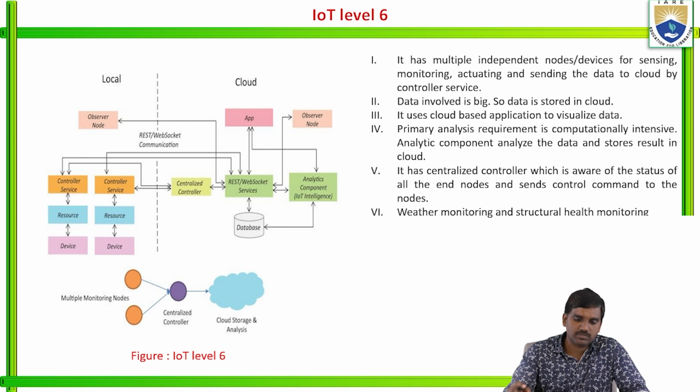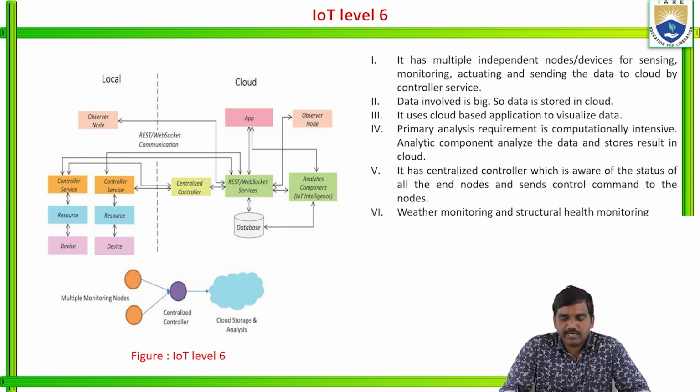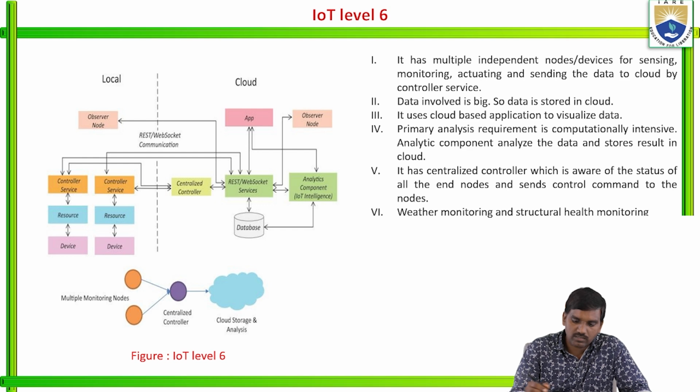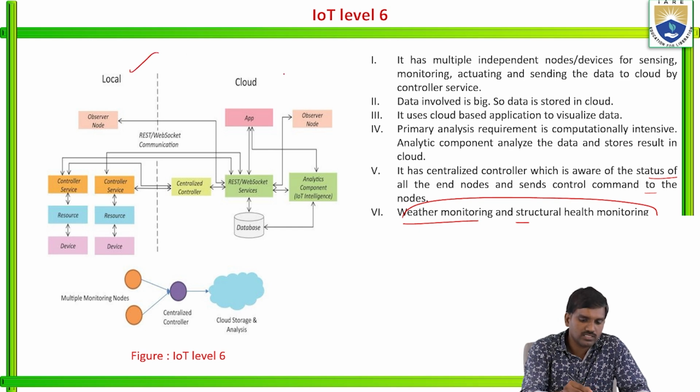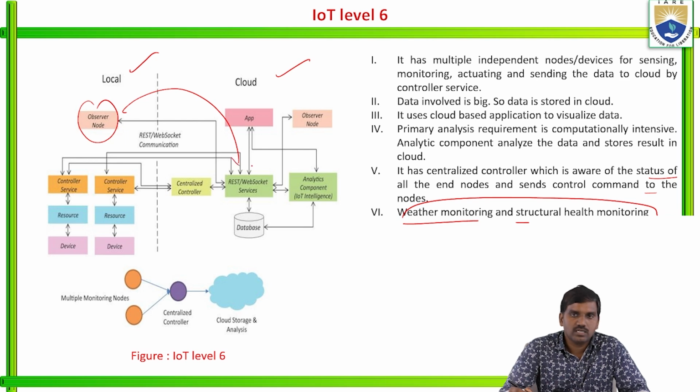And level 6 has multiple independent node devices for sensing, actuating, and operation of the devices. The best examples for this are the weather monitoring system and the structural health monitoring system. It has a centralized controller which is aware of the status of all the end nodes and sends control commands to the nodes. Here this is the local, this is the cloud. From the observer nodes, we can connect to the REST, WebSocket service or API service.